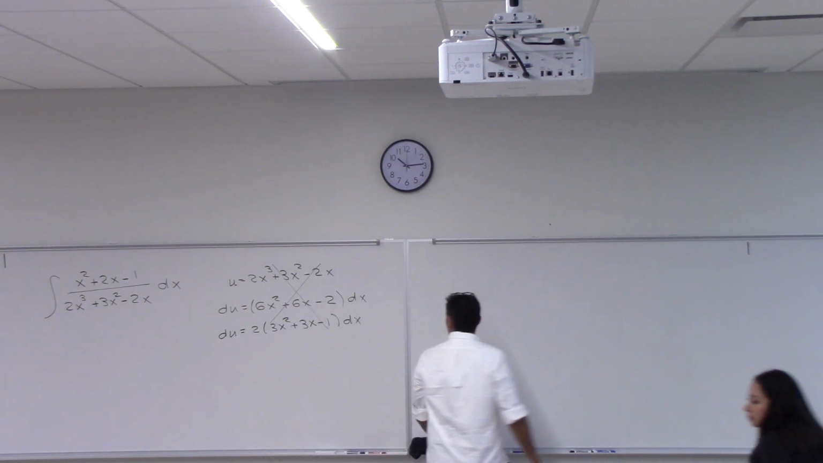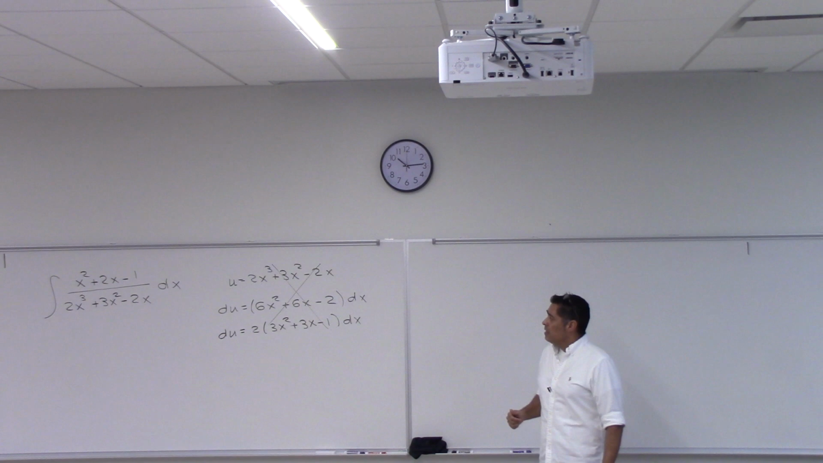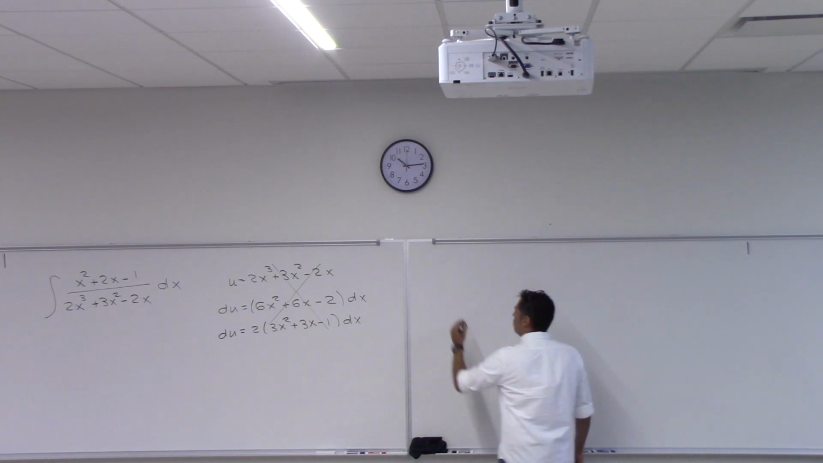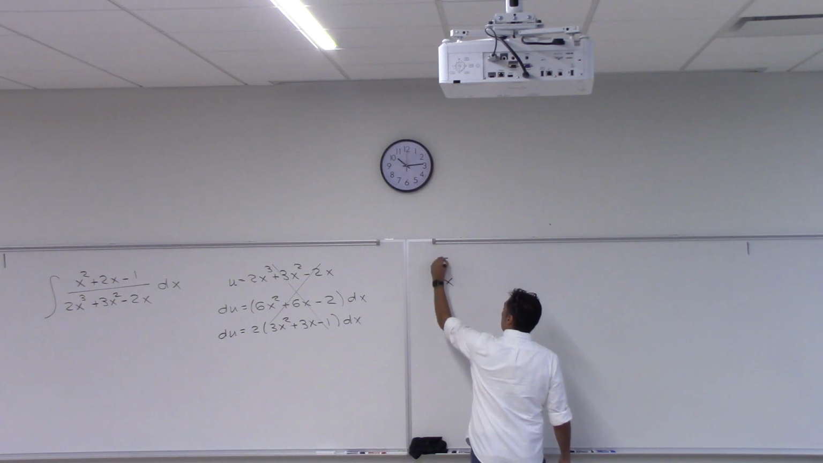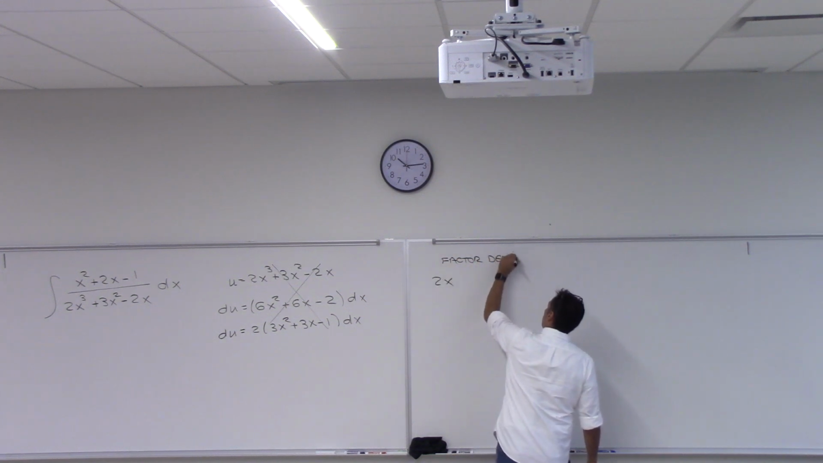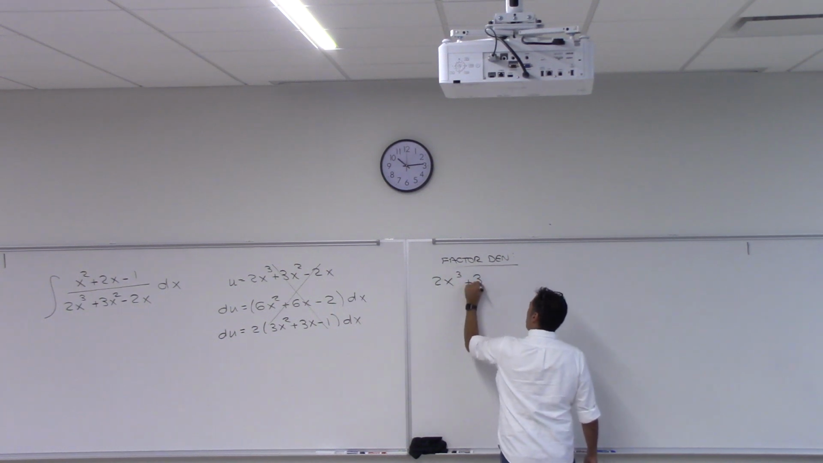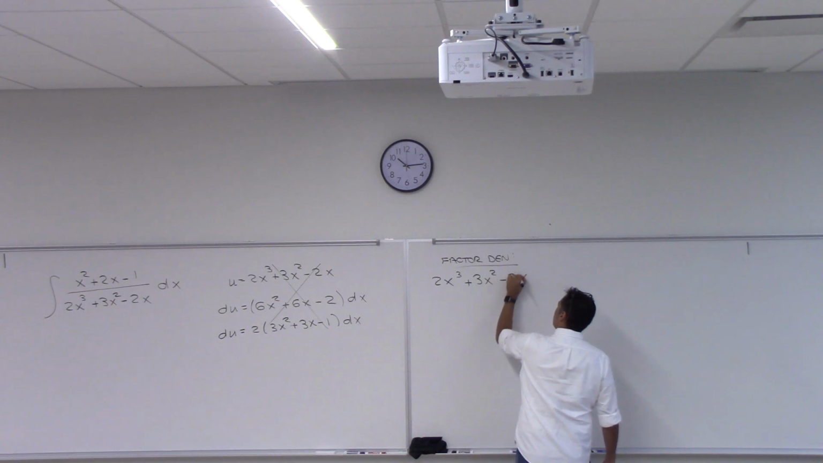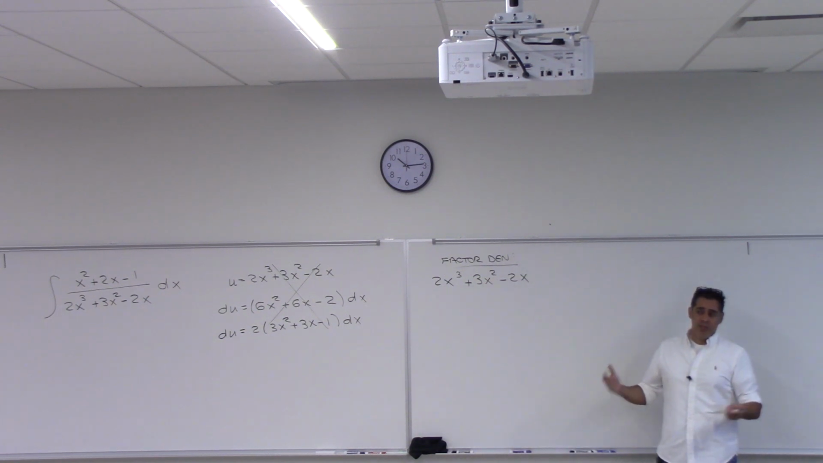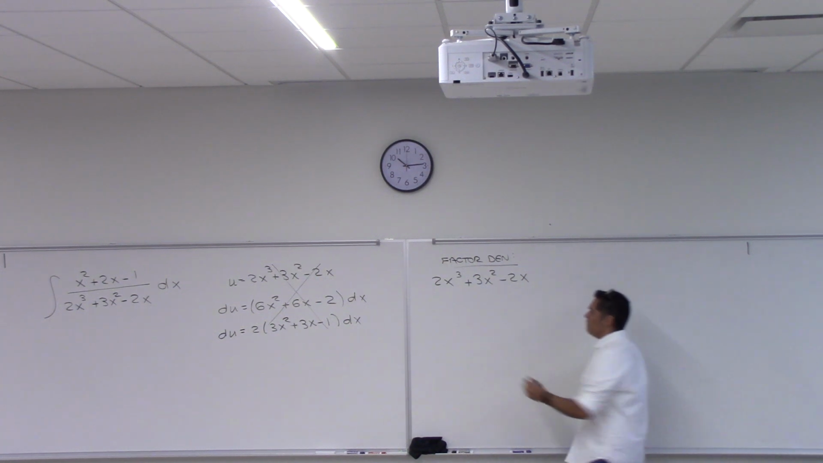Thank you. All right, so what am I going to do? Well, I'm going to try partial fractions. And again, I'm not doing long division, so I'm just going to first look at the denominator and factor the denominator. All right, so 2x cubed plus 3x squared minus 2x. The first step of factoring anything is GCF, greatest common factor. Do they all have something in common? X. So I factor an x out.